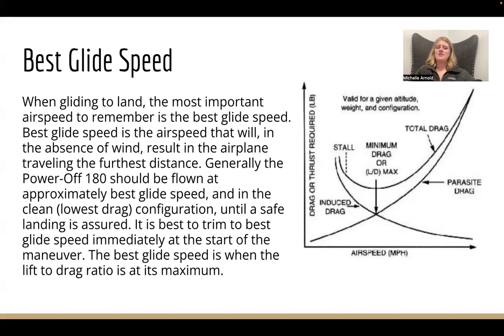And you want to fly it in a clean, lowest drag configuration. So this means no flaps, and gear up for the majority of it if you're in a plane with retractable landing gear. And it's going to be important to trim to this best glide speed. So right off the bat, beginning the maneuver, you should be trimming to 76.